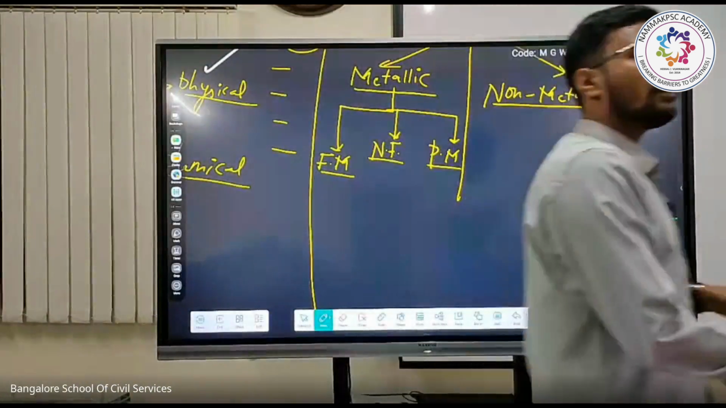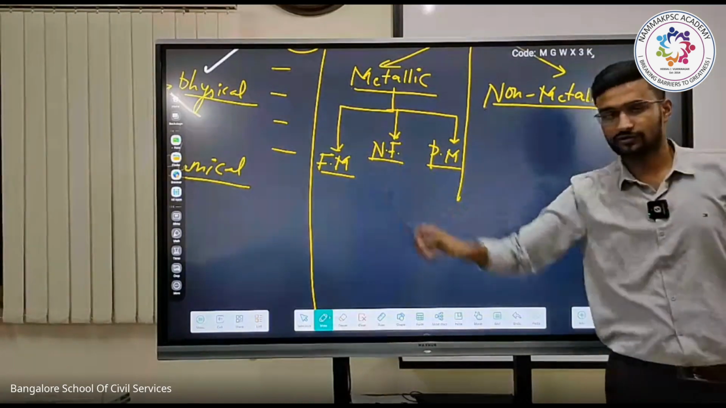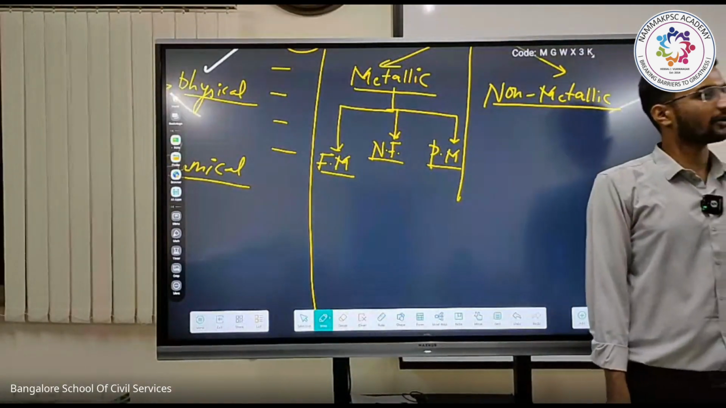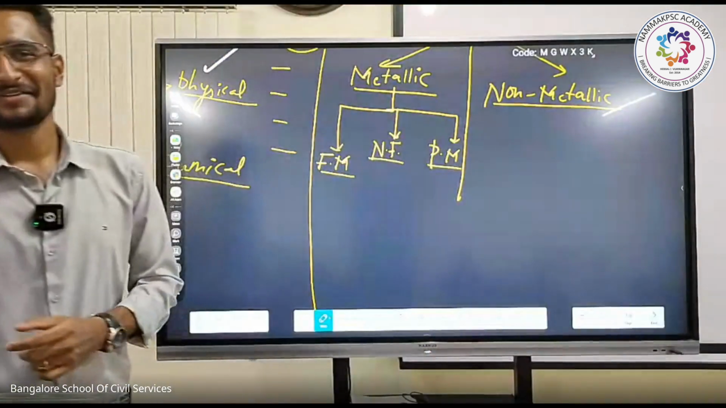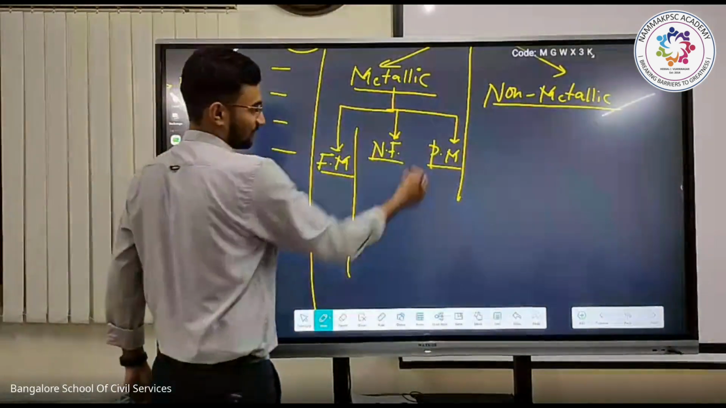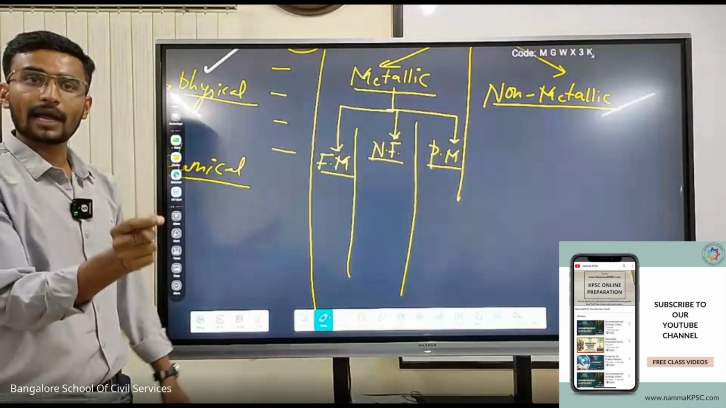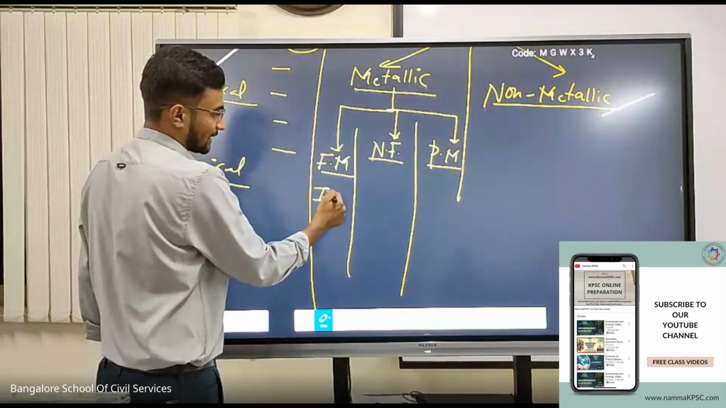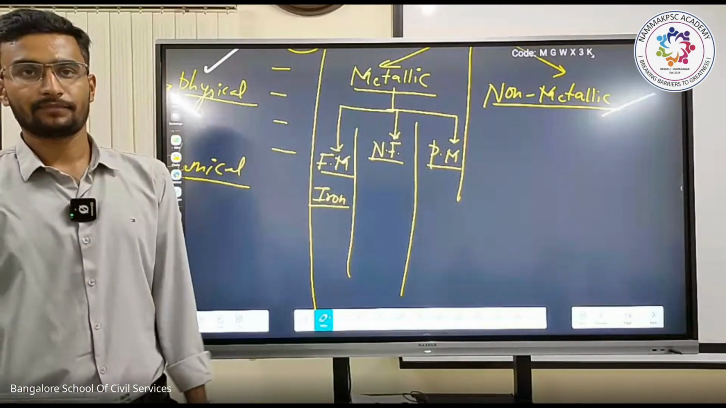Now, what do you mean by ferrous metals? Ferrous means that which contains iron as its abundant composition. Examples include metals like iron.